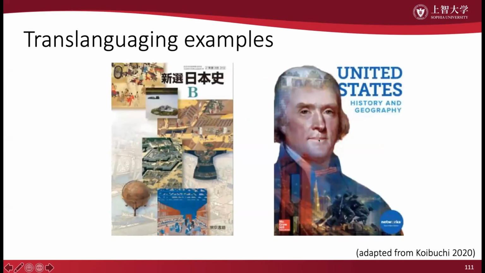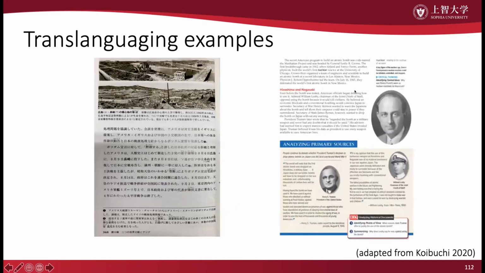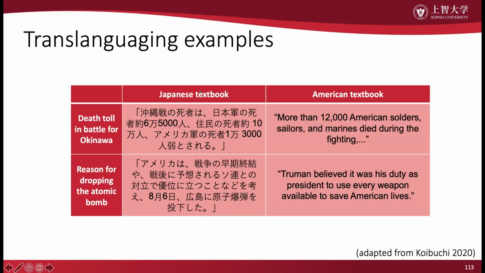Yes. So actually, Kentaro Koibuchi, one of my colleagues at Sophia University, did this or something similar to this for one of his high school lessons. And he found a history textbook that was used in the United States in high school history classes, and compared it with the students' Japanese history textbooks. And they found passages that described the same event, such as the battle for Okinawa and the bombing of Hiroshima and Nagasaki. And from what Kentaro told me, the students found some interesting similarities and differences. They also reported that it helped them think critically.